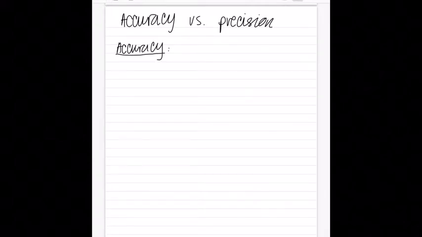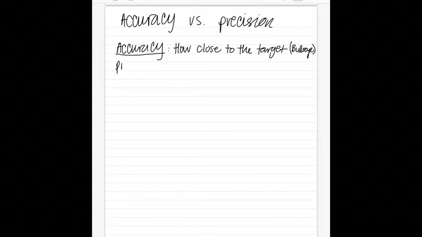So the definition for accuracy is how close to the target. And I'm going to use actual targets when I talk about accuracy versus precision. So this will be our bullseye. Now, precision is your grouping of trials.